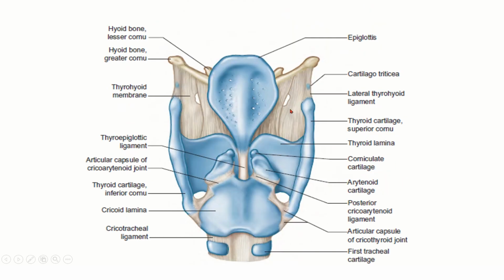You can see here, this is the epiglottis, this is the thyroid cartilage, this is the arytenoid cartilage, this is the cricoid cartilage. You can see the corniculate cartilages. Cuneiform will be in the aryepiglottic fold. You can see here, this is the cricothyroid joint, this is the cricoarytenoid joint, this is the arytenocorniculate joint.